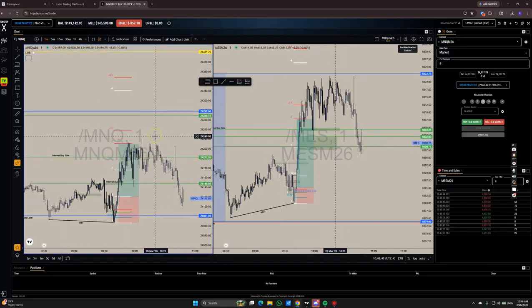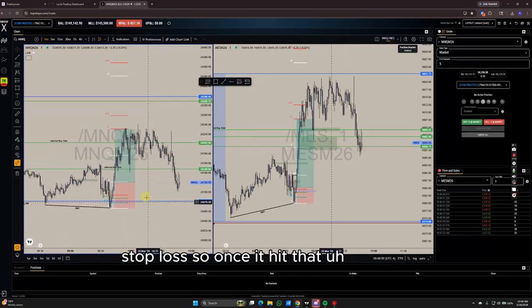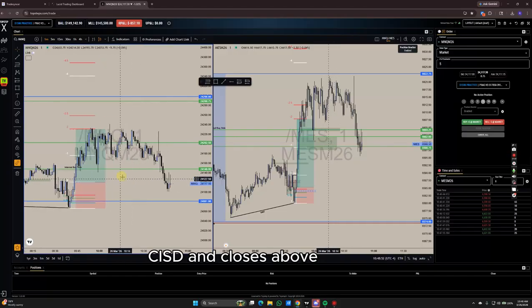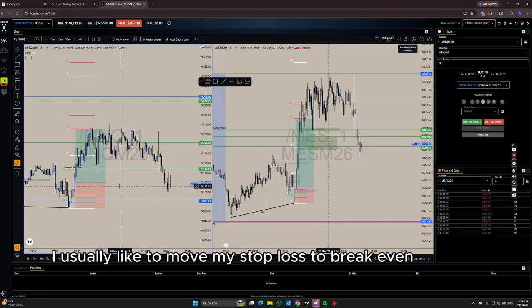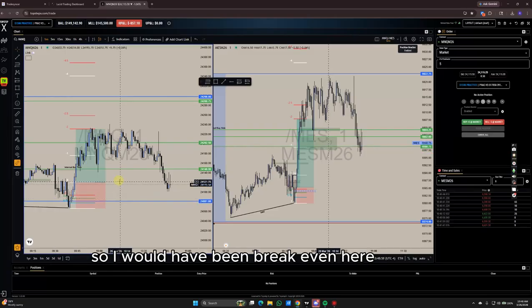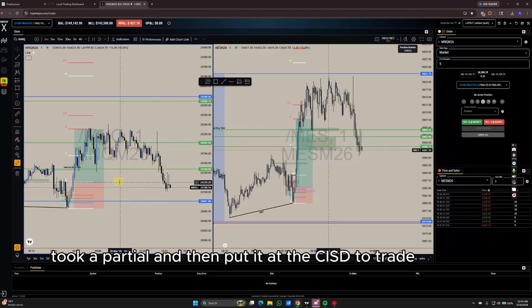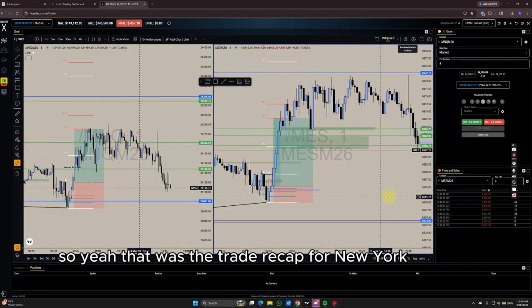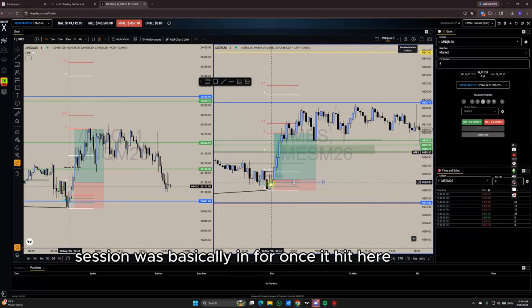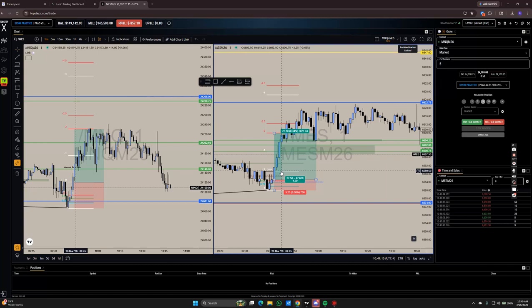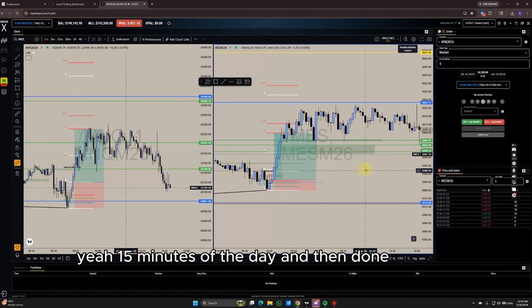So stop loss. Once it hit that CISD and closes above, I usually like to move my stop loss to break even. So I would have been break even here. But once it hits this 1, took a partial and then put it at the CISD to trade. So yeah, that was the trade recap for the New York session. Was basically in for, once it hit here, yeah, 15 minutes of the day and then done.